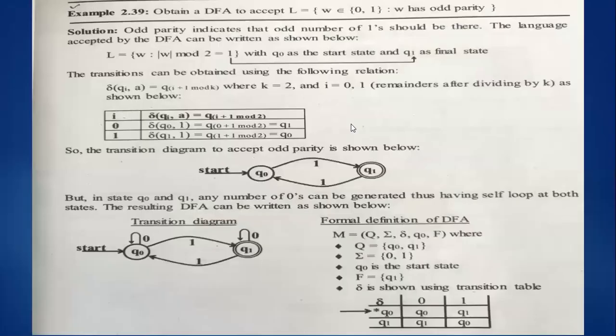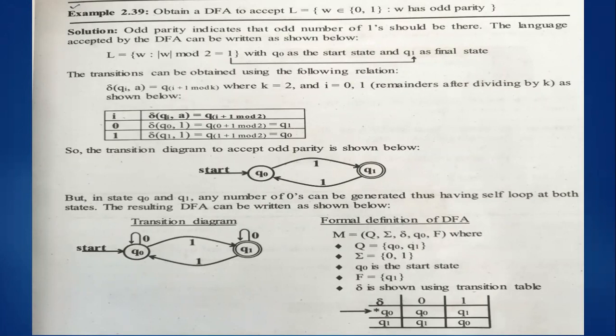Obtain a DFA to accept the language L equal to W, which belongs to {0, 1}, meaning this language consists of the alphabet 0, 1, but W has odd parity. So don't get confused. Read the question properly. Here we have two different alphabets, one is 0 and one is 1. Odd parity we have.